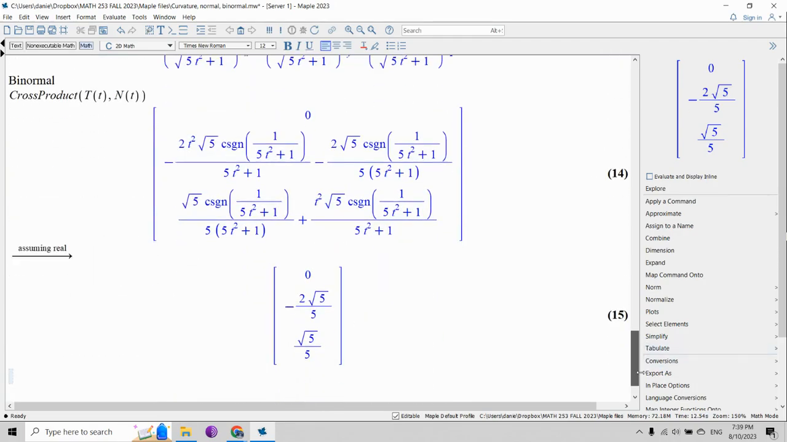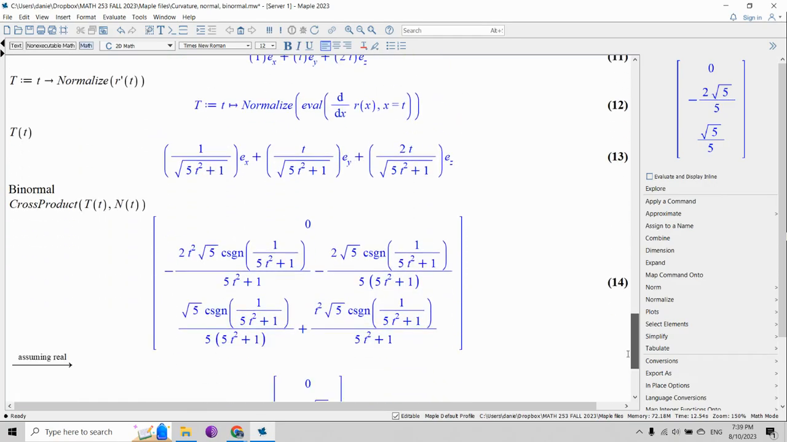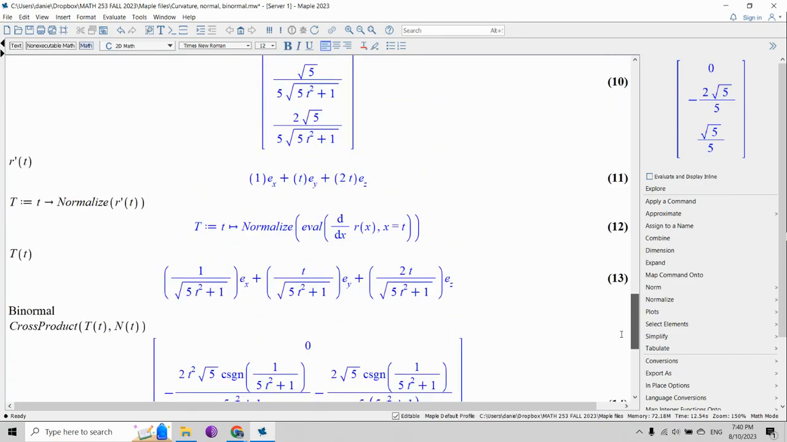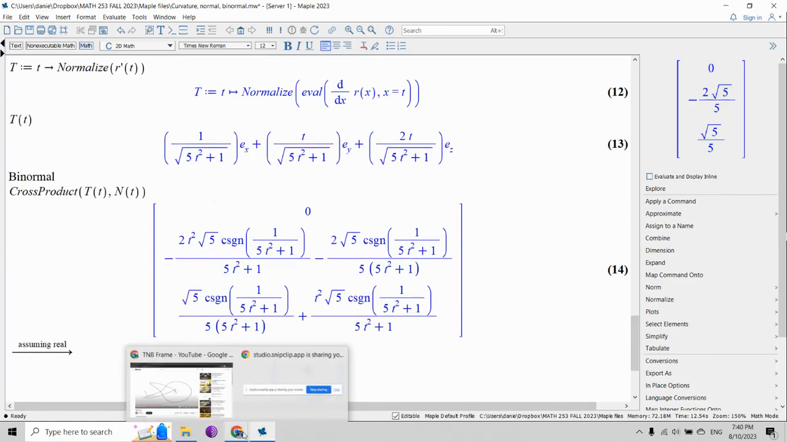So I think that's it for this presentation. Obviously, if you use a different computer algebra system, the commands might look different, but they should be implemented one way or another. So that's it for today.